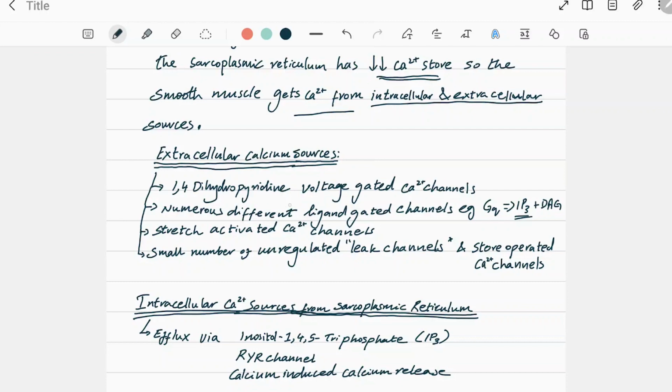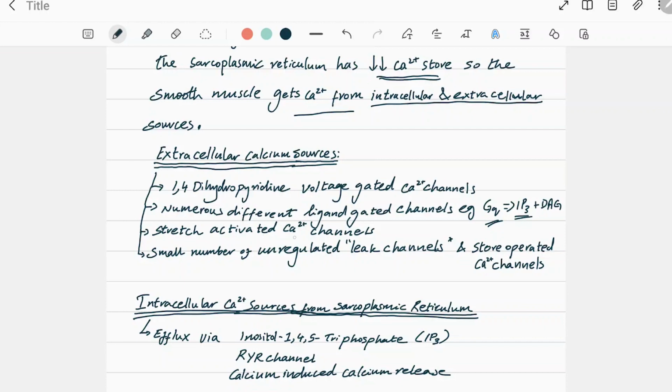So when you depolarize this cell, you open these channels and more calcium comes in. Then you have different ligand gated channels. We'll go through them as we get to those respective parts where they are involved. There are these receptors called Gq receptors, which release IP3 and diacylglycerol, and IP3 causes the release of more calcium from the smooth endoplasmic reticulum, which is going to cause contraction. So this is how these different ligands work.